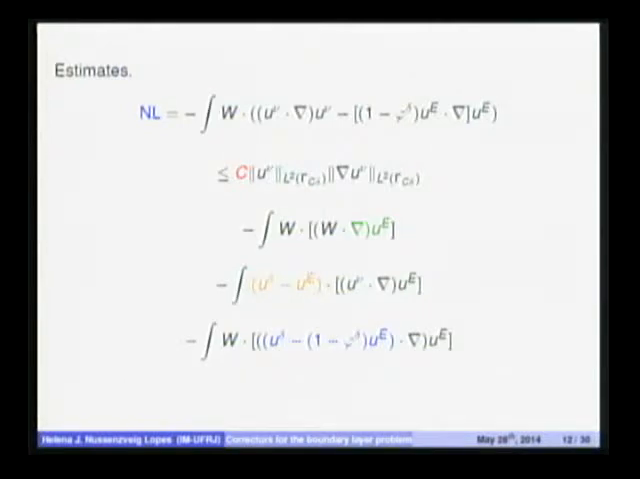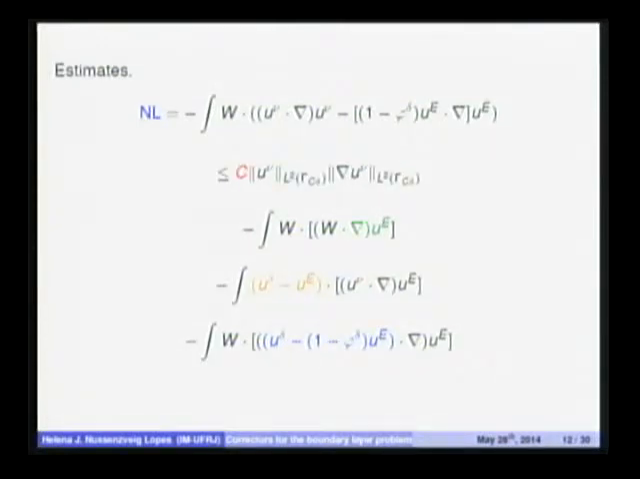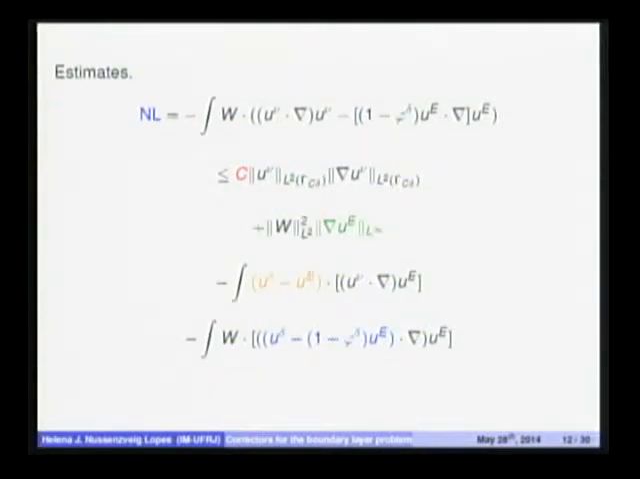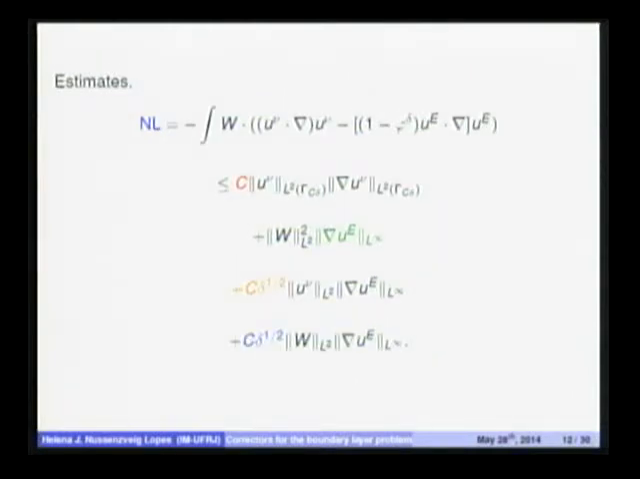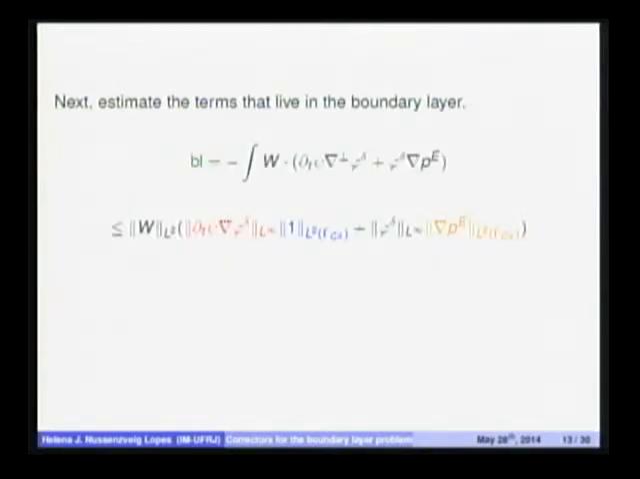Estimate this using Cauchy-Schwarz. Noting that since we had this V delta, everything is located near the boundary. So you get a constant times U L2 near the boundary, gradient of U L2 near the boundary. This term here, you just bound it, so it's the gradient of U Euler in L infinity, W L2 squared. This is small, and this is small as well. So here's the term that we don't know how to handle. The terms that live near the boundary layer are very easy to handle because they're all small, so they're all of order delta to the 1/2.